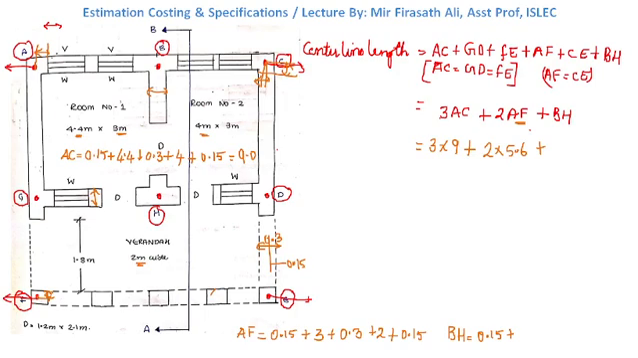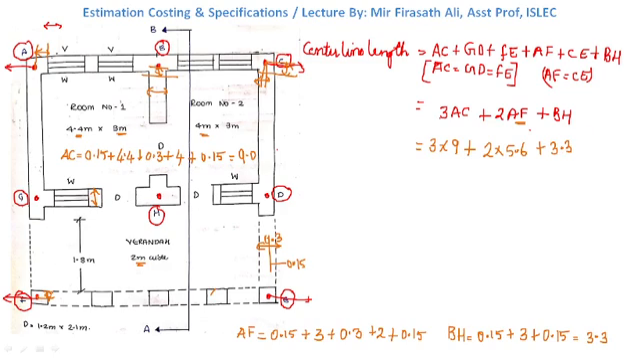This distance is 0.15. Again, this wall dimension, the vertical dimension, is 3 meter plus the wall dimension 0.15. So how much is it? 3.3. Substitute this 3.3 over here.